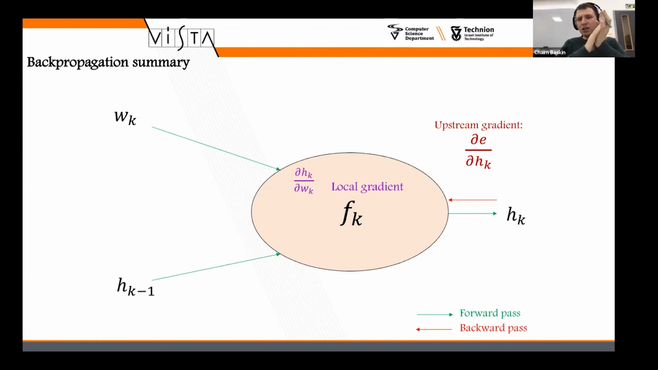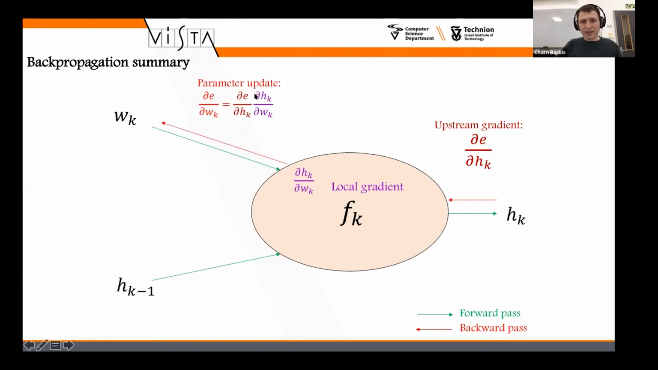Anyone? Why the local gradients? The functions are independent. Yes, because the functions are independent, we don't need to wait until we calculate the gradients before. The upstream gradient, we are actually feeding our data from the output to the input. So we need to know what the calculations were before for the gradient. And here we don't know, these gradients can be already calculated, okay?